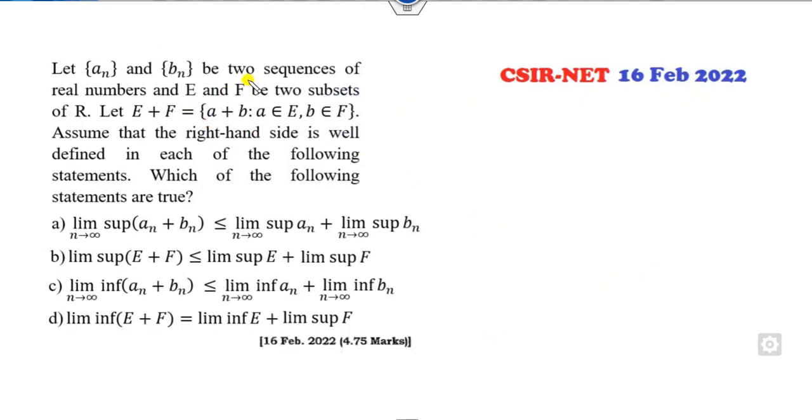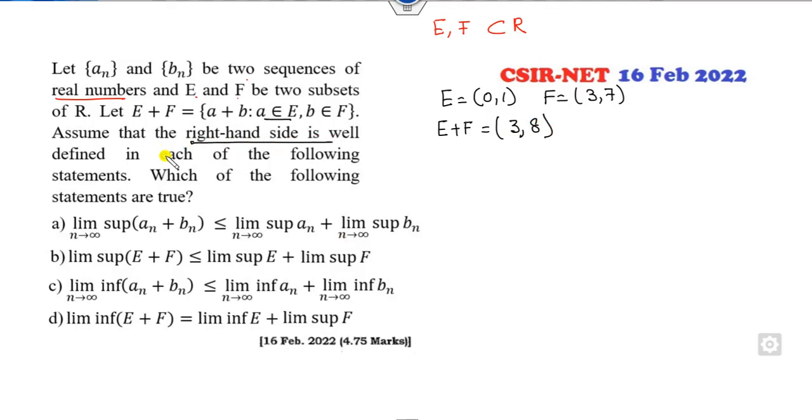Okay, let an and bn be two sequences of real numbers. E and F are subsets of R. So what kind of subset? It can be anything, like 0, 1, and F can be, say, 3, 7 and so on. Then you can define E plus F with first elements 0 plus 3 and 0 plus 8. Assume the right hand side of each function is well defined. Which of the following statements are true?